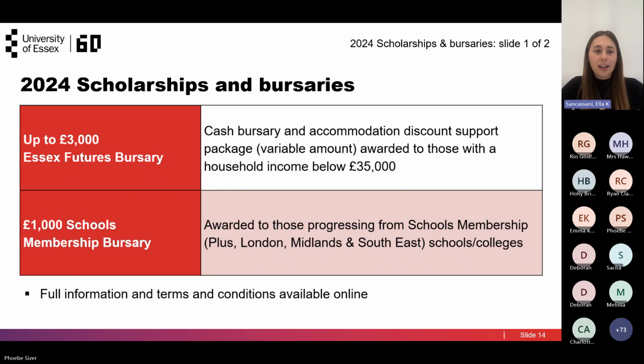We've got a few on this slide here that we have at the University of Essex for 2024 starters. So we have the Essex Futures Bursary, which is up to £3,000, and this is a cash bursary and accommodation discount support package of a variable amount awarded to those with a household income below £35,000. We then have the schools membership bursary awarded to those progressing from schools membership schools and colleges. There is more information about these online, along with the terms and conditions on how to apply to these if an application is needed.